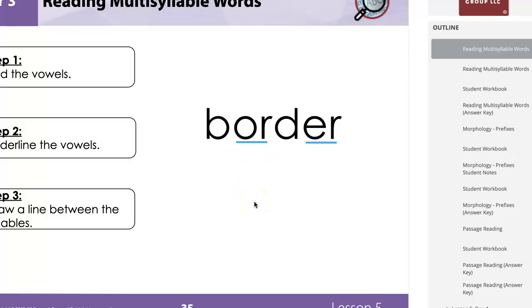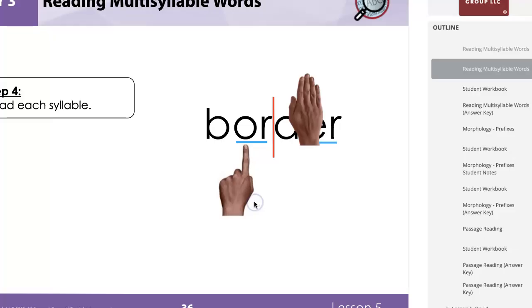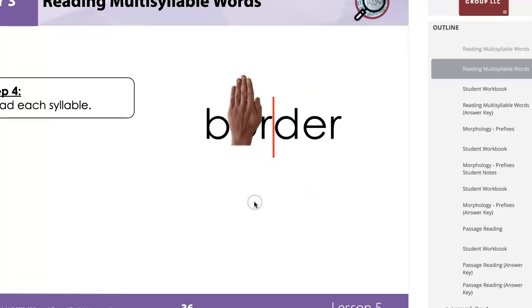So let's do this one more time. Everybody, say border. Clap it. Border. So I've got to draw a line between bor and der to separate my syllables. Okay? Then I have bor, der.